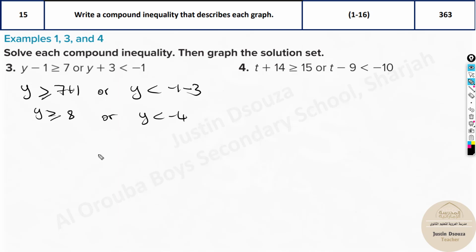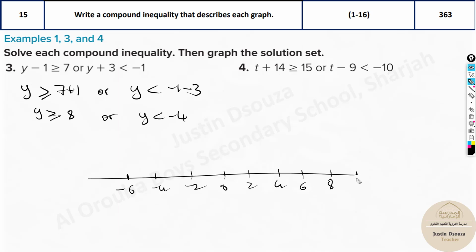Before we do that, let's first graph this. I'll draw a rough graph over here. Minus 6, minus 4, minus 2, 0, 2, 4, 6, 8, 10. Okay, this is a rough number line. We have y less than minus 4, it's less than, so a hole. Greater than or equal to 8, so a point. Now when I graph it, all the solution region is less than this and greater than this value. So this is the solution region. This middle part is not at all the solution. So we cannot write in that format.